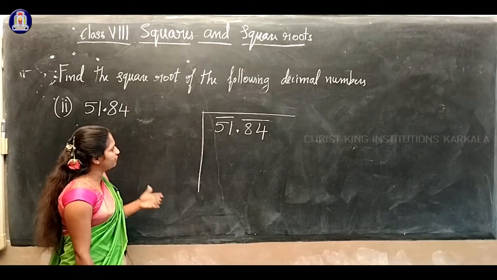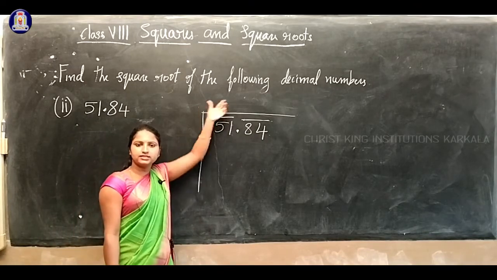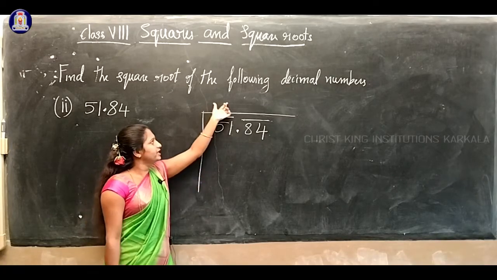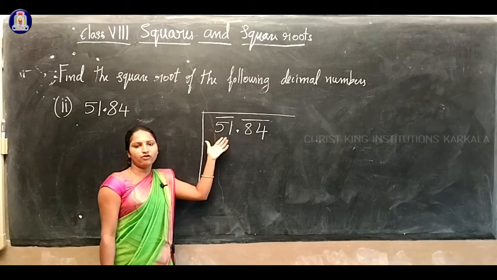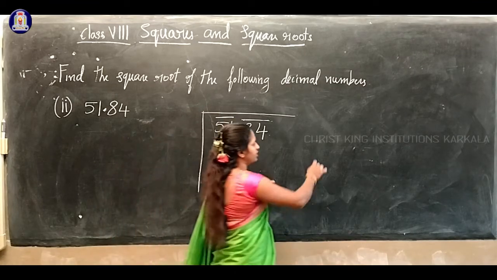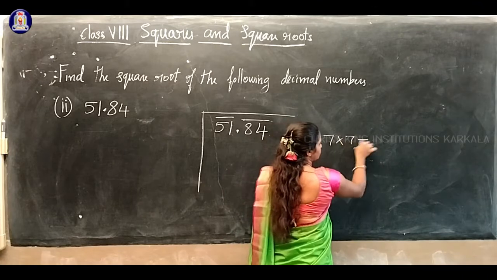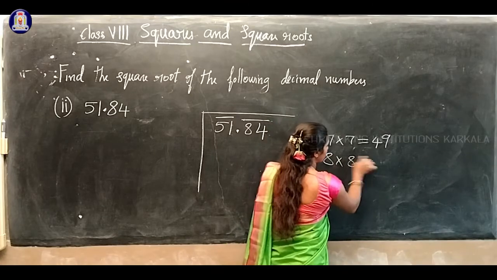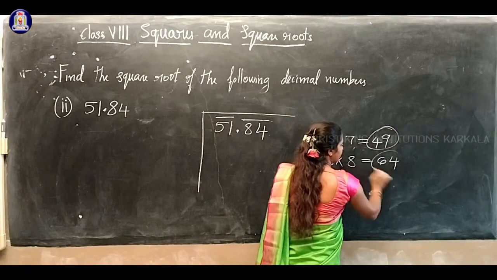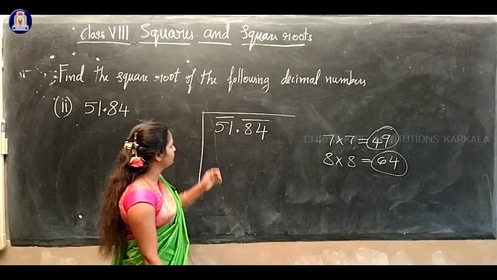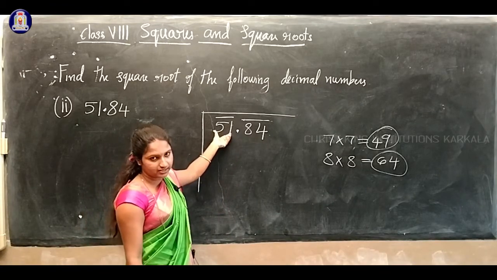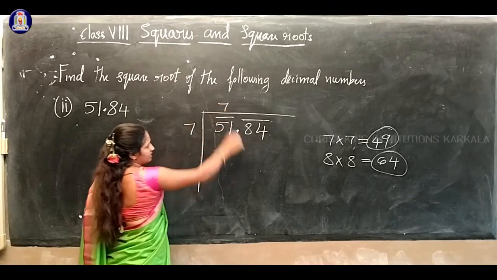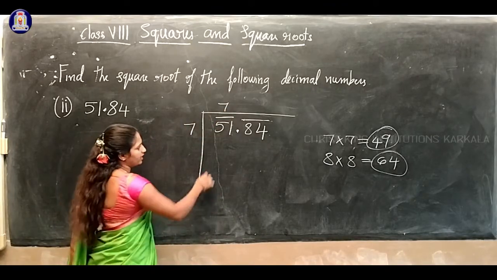Clear? So if I consider 6 6s are 36. And next, 7 into 7, 7 7s are 49. Correct? 49 is a perfect square. Next 8 8s are 64, so between 49 and 64, which is near? 51 is near to 49, correct? So we can write 7 7s are 49.